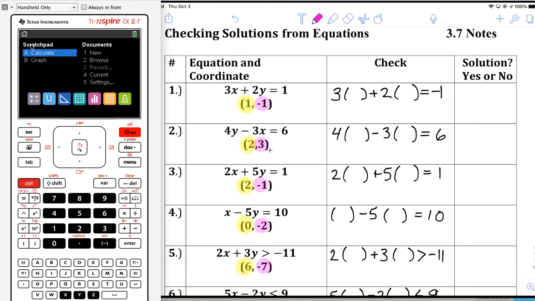Guys, we're back with the notes for 3.7. Today we're going to be checking whether or not a point is a solution. We can do that with an equation and we can do that with a graph. I'm going to show you how to do both kinds.